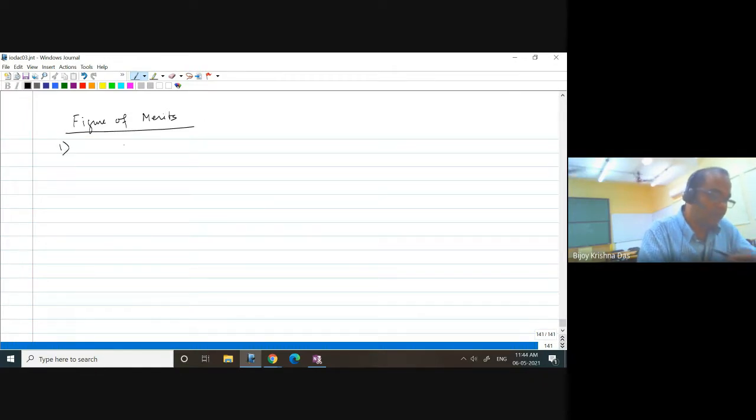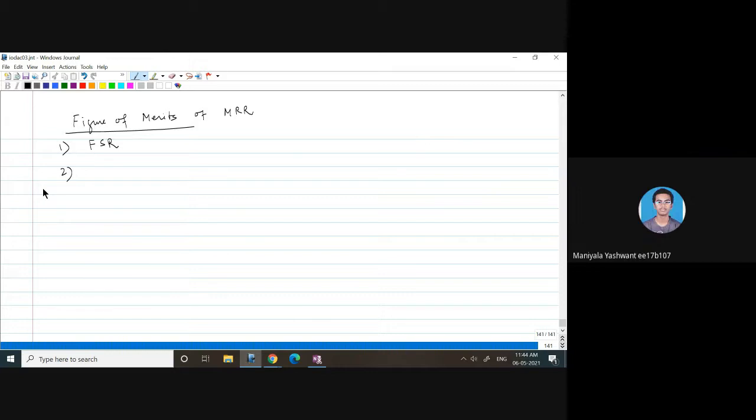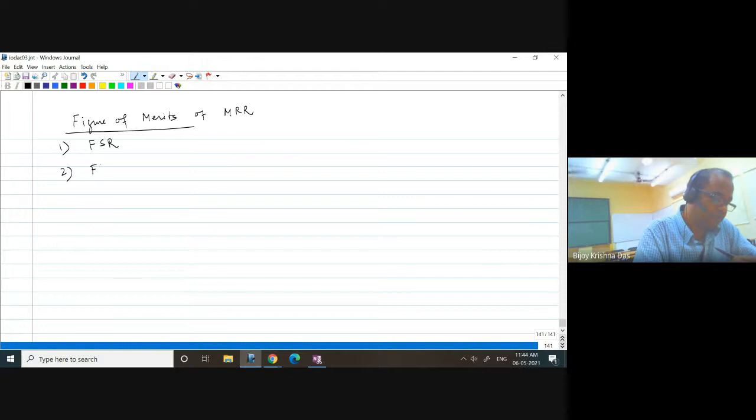So figures of merit of a micro ring resonator: one important thing is FSR, free spectral range. What is the spatial separation or frequency separation between successive resonances? Any other figure of merit you can think of other than FSR for a micro ring resonator? Full width at half maximum. That's correct. What is that?